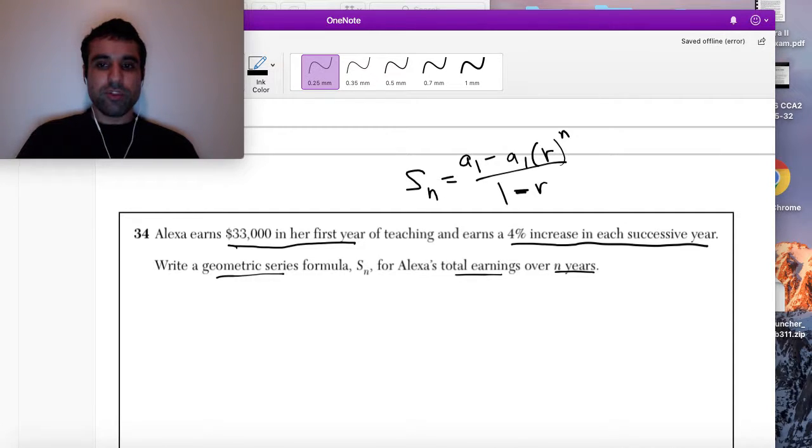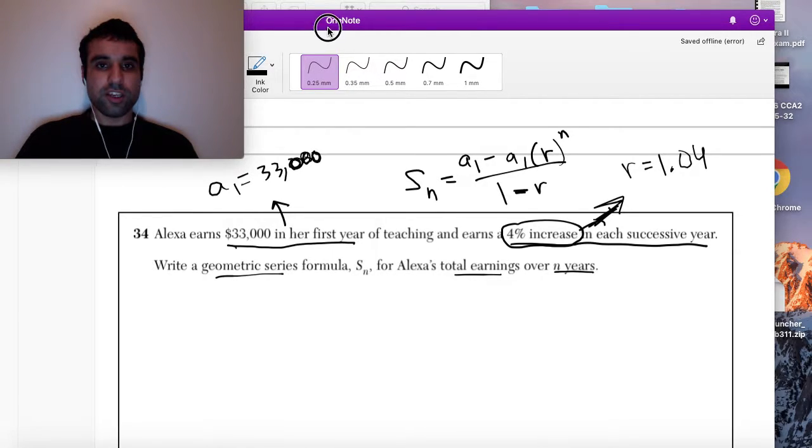What you have to be careful of is r. You're thinking, okay, 4% increase, then the rate is 0.04. But r is our common ratio. So what do you multiply by when you increase by 4%? You multiply by 1 plus 0.04, so r is equal to 1.04. Your first term is the amount you make in the first year. An would be how much you make in year n. Sn is the sum of what you make in all first n years.